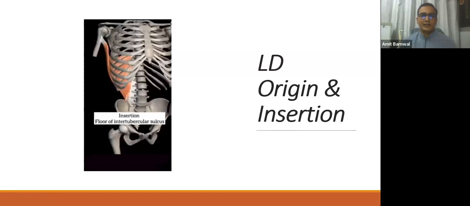And all the muscle gets bound up and fused together, and it gets inserted in the humerus, in the intertubercular sulcus or the bicipital groove. So this muscle is covering a large proportion of the posterior trunk and having a very small attachment in the humerus.